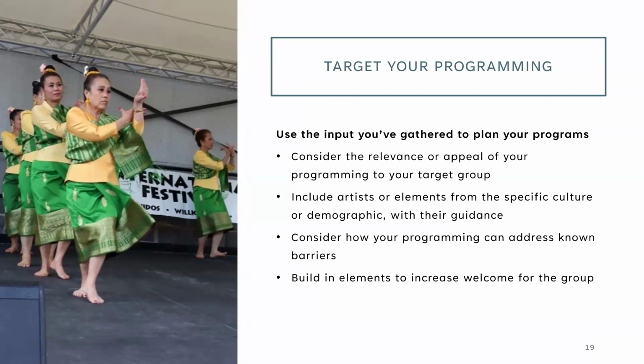So the next step would be to use this info you've begun gathering to inform your programming and your events. You could think about the relevance and appeal that your current programming might have to these target groups. You would want to think about including artists or elements or traditions from the specific culture or demographic in your programming with the guidance and or permission from those community members. Also build into your actual event planning, addressing any barriers that you know of.